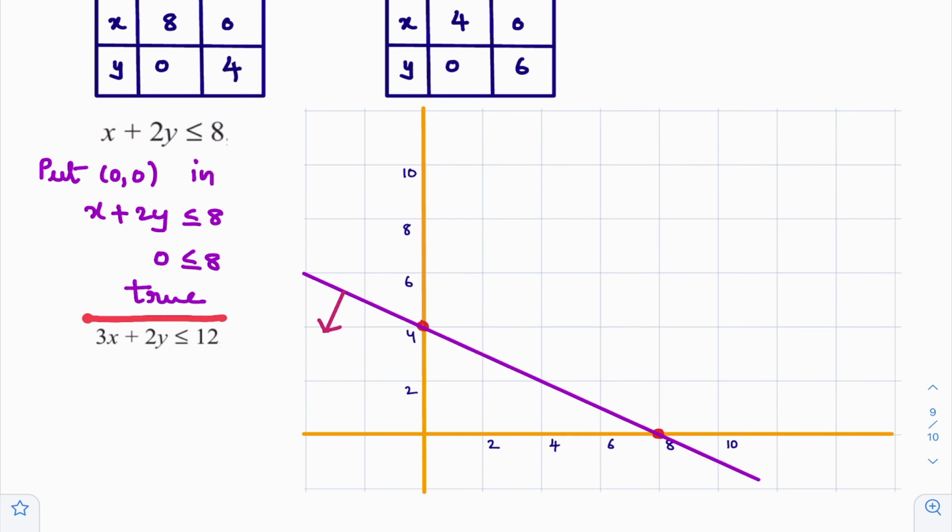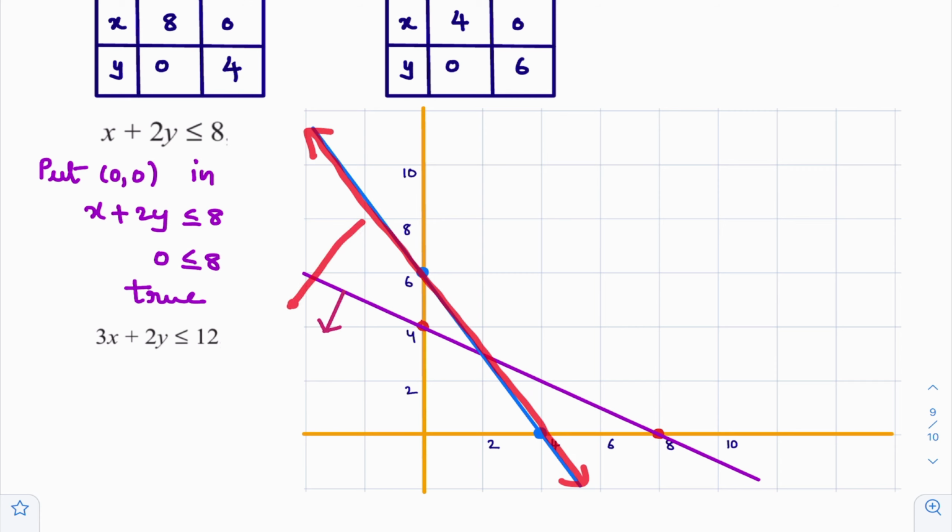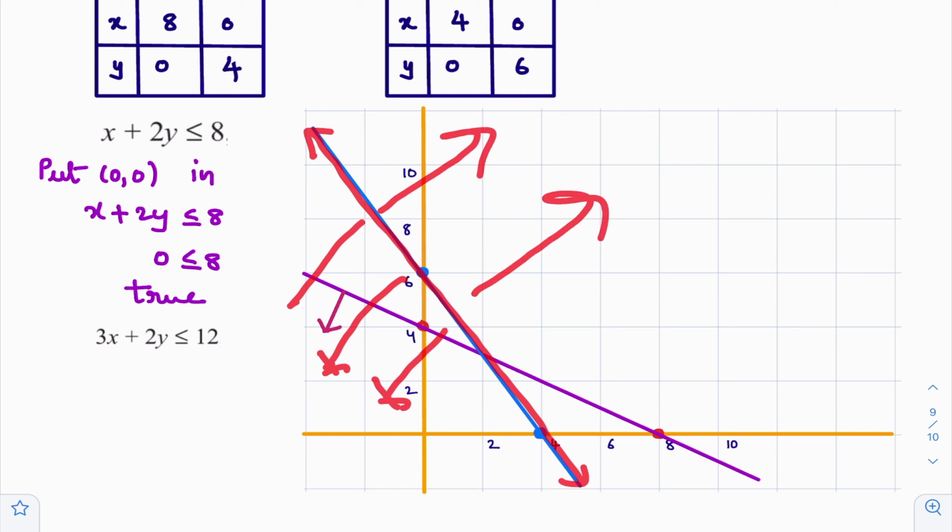Now I'll identify the solution of the other inequality. So what are the 2 points on this line? Here you see 4, 0 and 0, 6 on the graph sheet. As they have given less than or equal to, you just draw a normal line passing through these 2 points. You please observe this blue line. For this line also, origin side and non-origin side are present. This is the origin side and this side is the non-origin side.